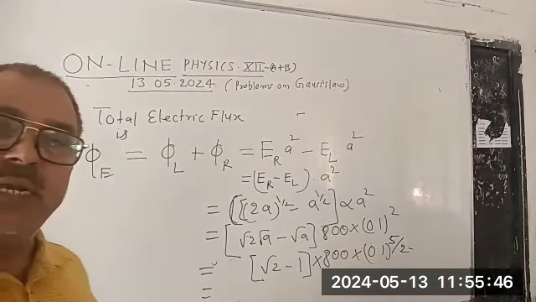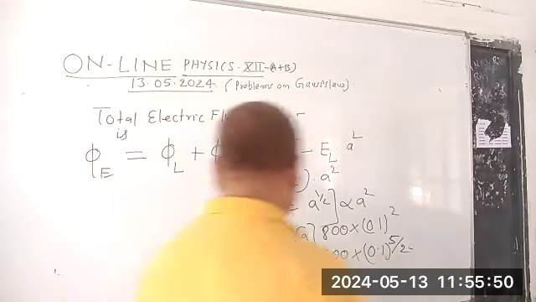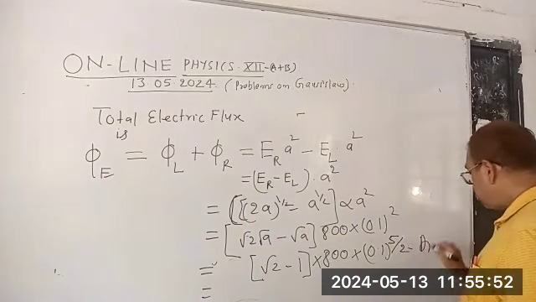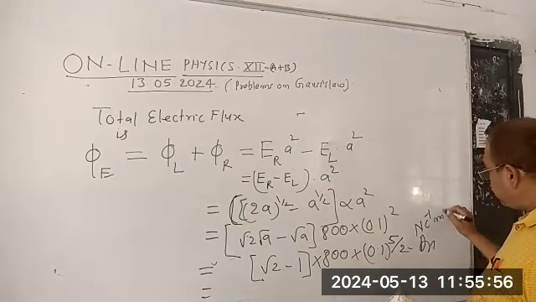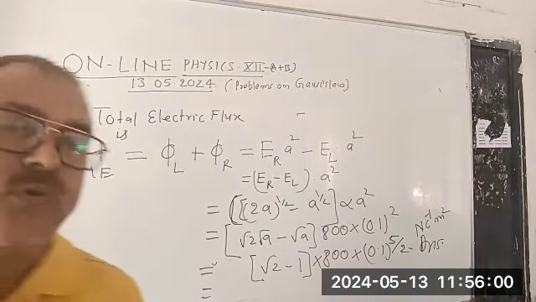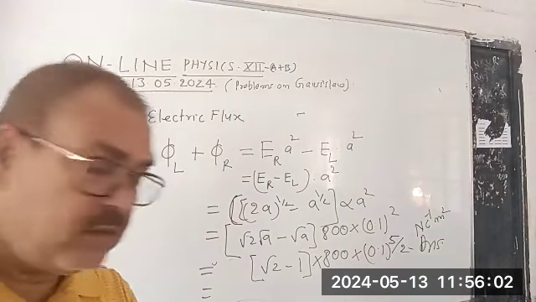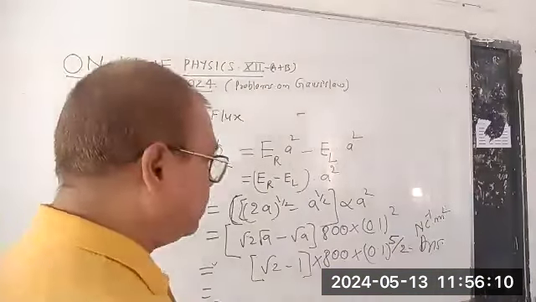2 to the power 5/2 times 800 root 2 minus 1. This will be your answer. In particular square, by putting the value of root 2, you can easily find the value. Root 2 minus 1 into 800 into 0.1, this is for 5.